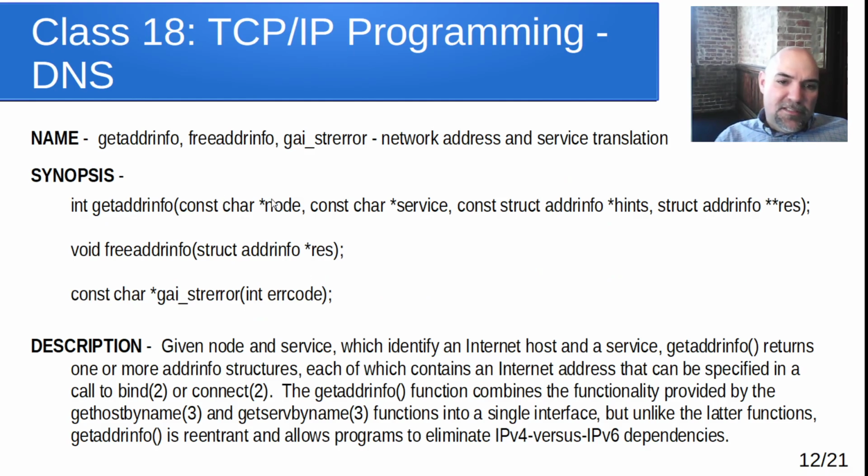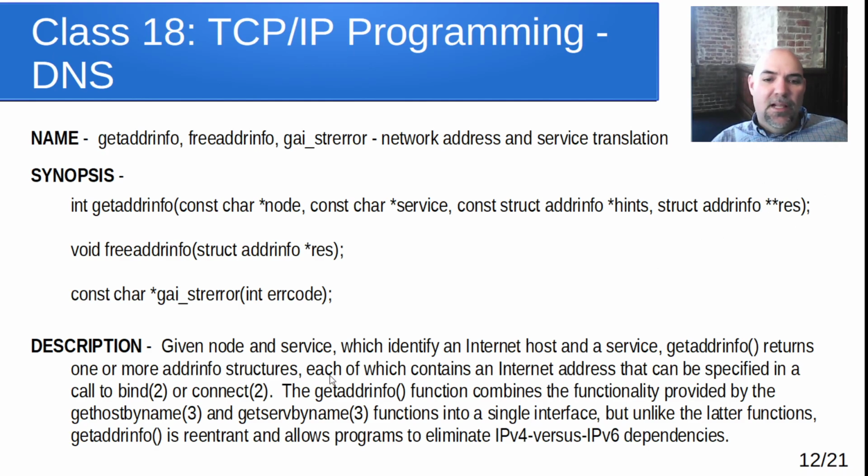We pass in this const char * node. We pass in this const char * service. We pass in this const struct addrinfo *hints, and we pass in this struct addrinfo pointer, res. Now looking at what those do, let's look at the description here. It says, given node and service, identify an internet host and service. getaddrinfo returns one or more addrinfo structures. In other words, here's a list of those structures here.